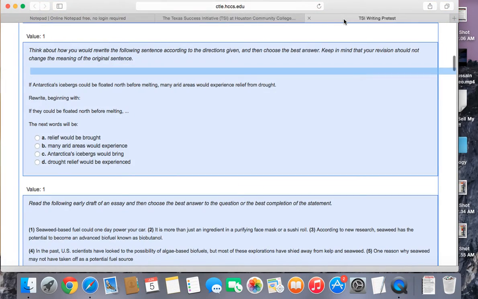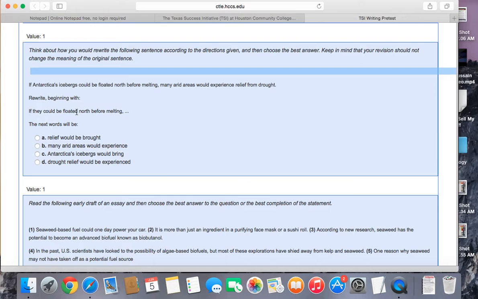But anyways, let's go back to the sentence. I know you wouldn't be able to search it up. I'm just giving you an idea. You need to picture in your mind where Antarctica is. If Antarctica's icebergs could flow north before melting, many... Oh yeah, so it's saying if they go up, the areas like South America and Africa would experience drought due to water.